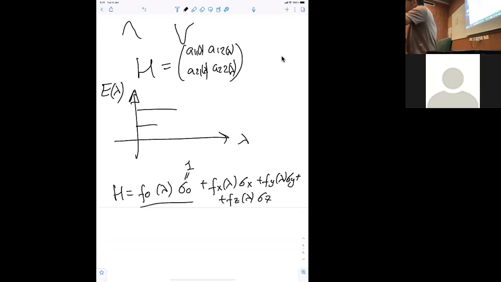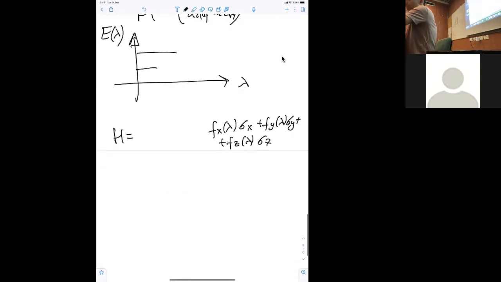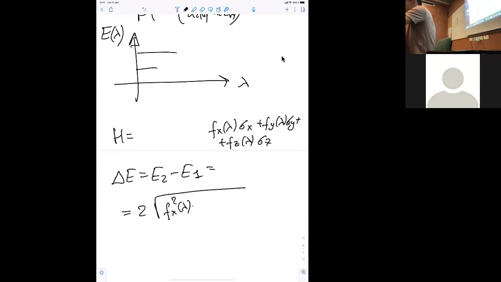Now, the first term just sets the onset of the energy, so it's just where this thing starts from. So let us set it to 0. It's not important for the question of degeneracy. But everything else essentially tells us what the splitting between energy levels is. The difference between energy levels, E2 minus E1, is what we get by solving this matrix equation: the square root of fx squared of lambda plus fy squared of lambda plus fz squared of lambda.